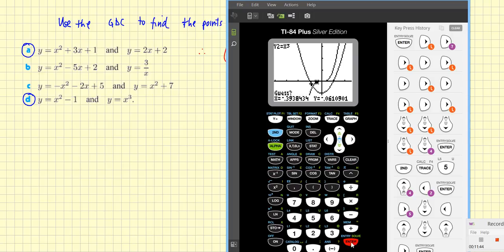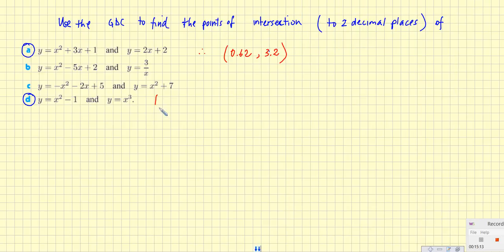Do I want to take a guess? The answer is yes. My point is negative 0.75 and negative 0.43. And again, these were all done to 2 decimal places.